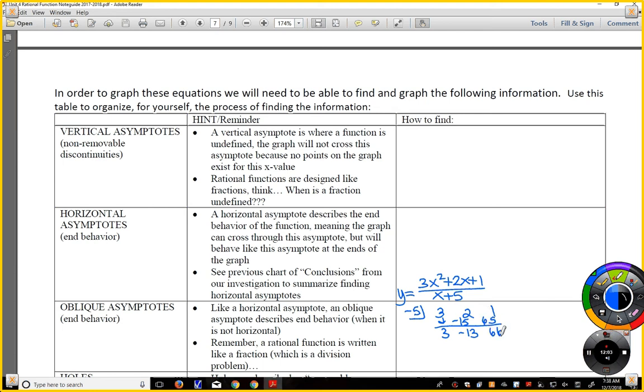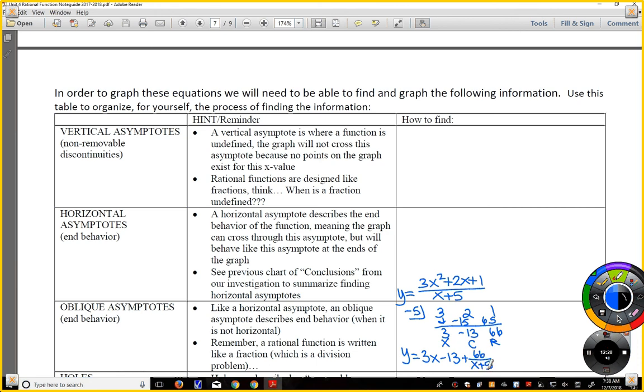And so basically this tells me the answer to the division problem, remember, is 1 degree less than what we were dividing. We were dividing x squared by x, so it'll just leave x to the first power. So this is my x, this is my constant, and this is my remainder. Okay? So the answer to the division problem is 3x minus 13 plus 66 over x plus 5.